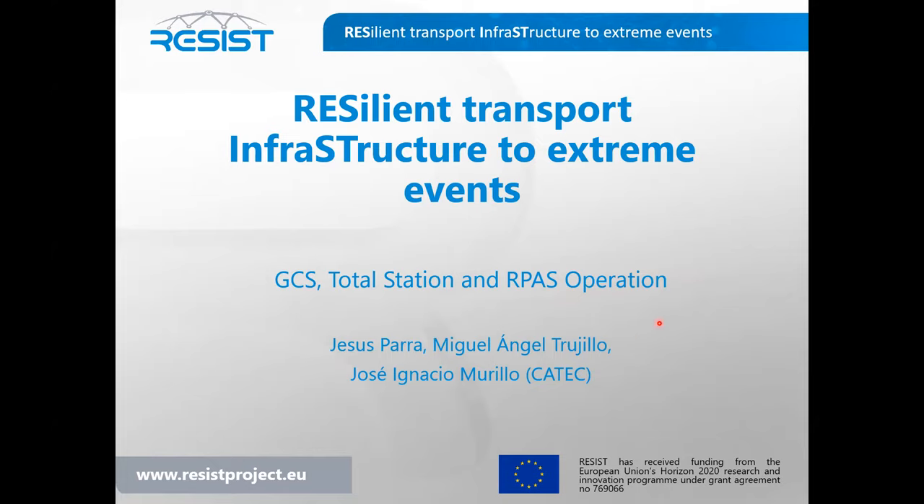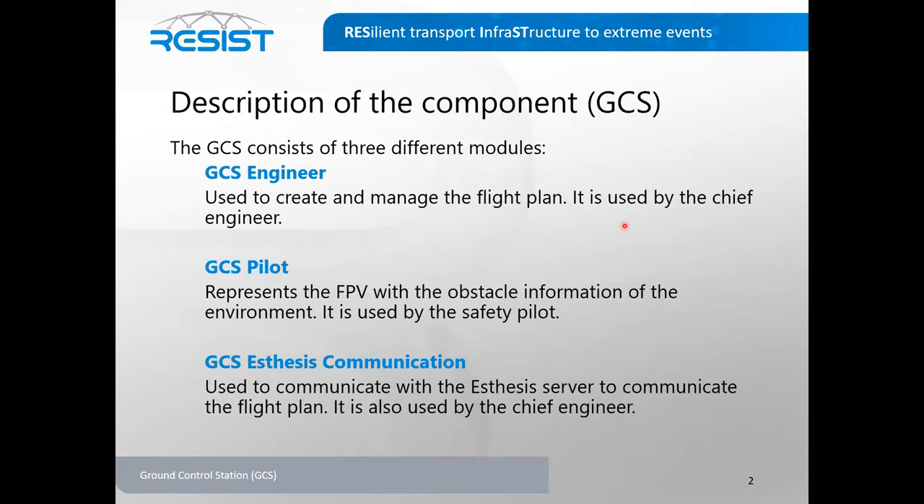Okay, so I am Jose Ignacio Murillo from CATEC, and I will start with the Resist components presentation, starting with the GCS, total station, and the RPS operation. The first component that I will describe is the ground control station, which consists of three different modules. The first one is the GCS engineer, which is employed to define the mission, to create the flight plan, and to manage it. And it is used by the mission engineer.